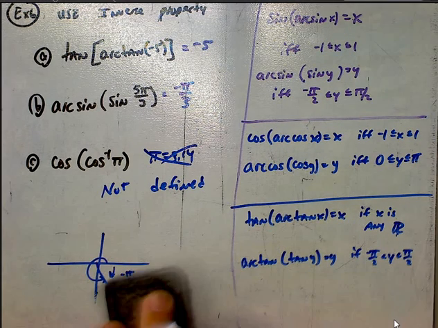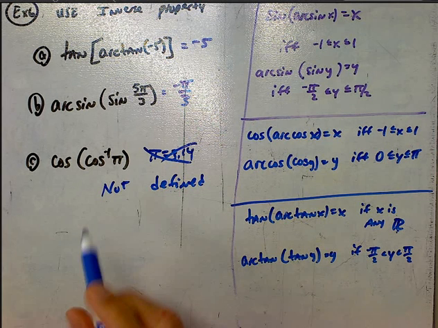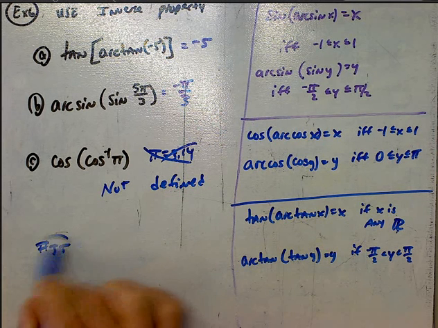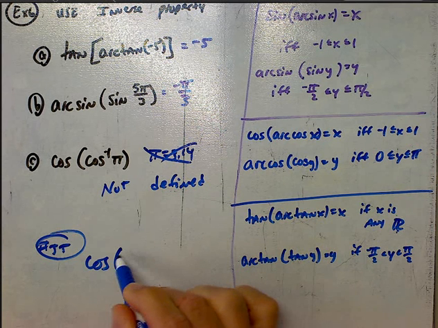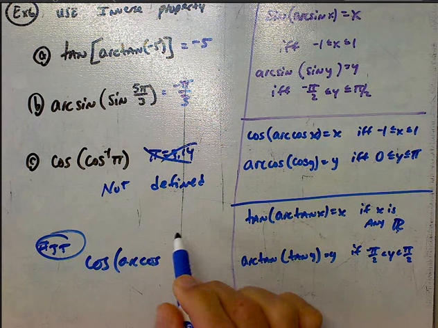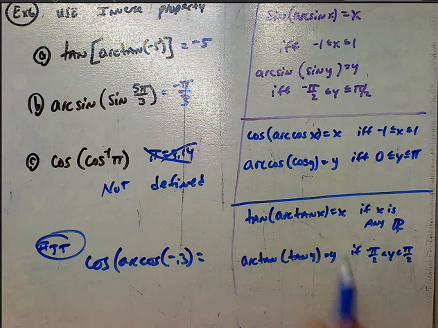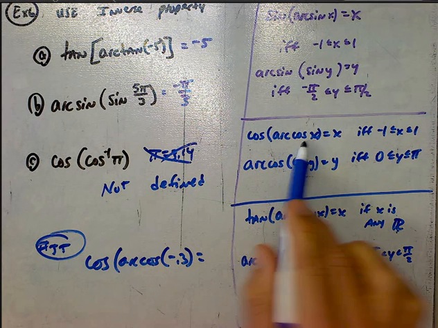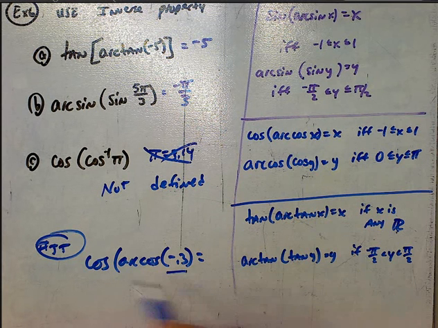Let's go ahead and try number 55. That says the cosine of the arc cosine of -0.3. Okay, so cosine, arc cosine, is between -1 and 1 because it's -0.3, so the answer is just -0.3.